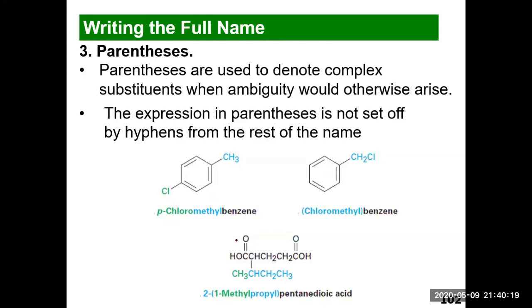All right, so if we look at this third example, we notice that this is a dicarboxylic acid. So we have dioic acid as a suffix. And to denote the substituent, we use a parenthesis because the substituent is complex. So the final name for the molecule is 2-(1-methylpropyl)pentanedioic acid.